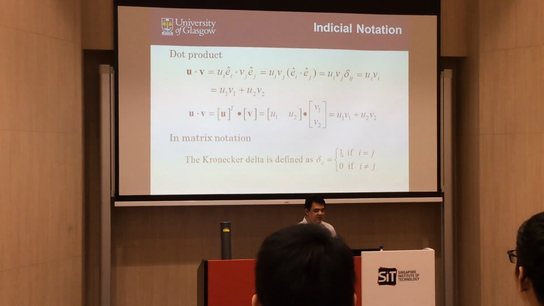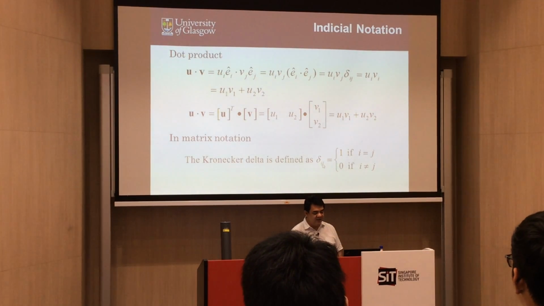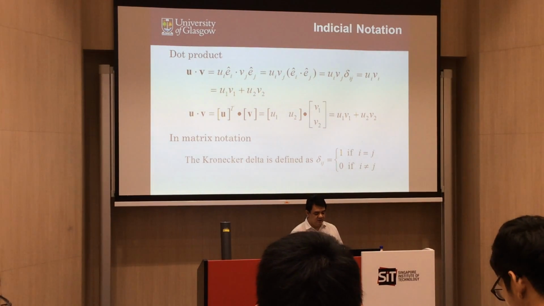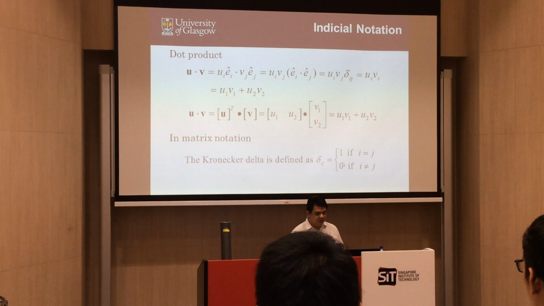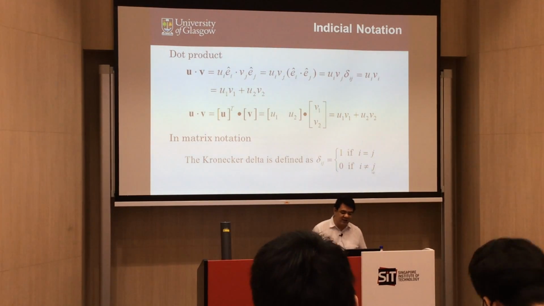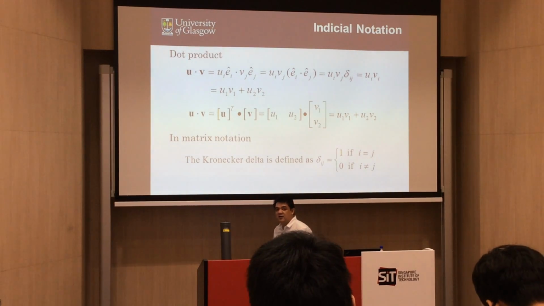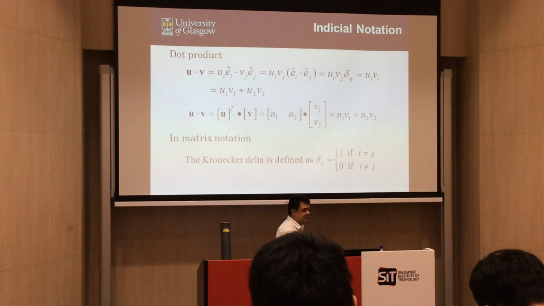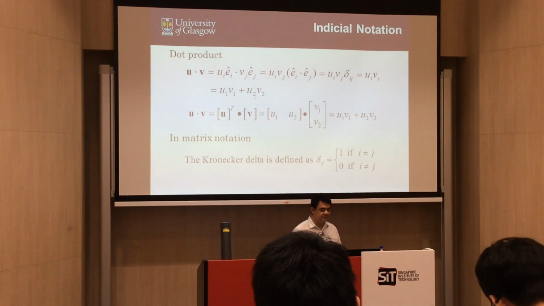So delta ij is equal to 1 if i is equal to j. This one is 0 if i is not equal to j. So that's the value of the Kronecker delta. We'll have a few exercises using the Kronecker delta.